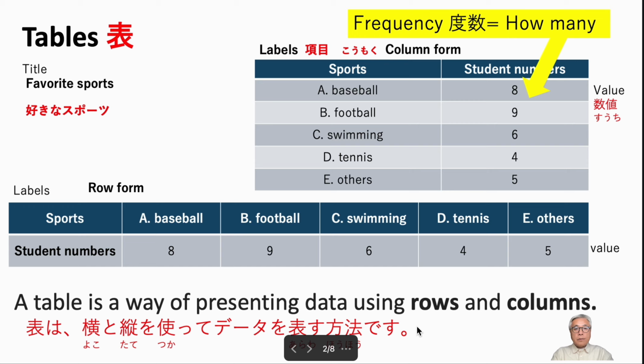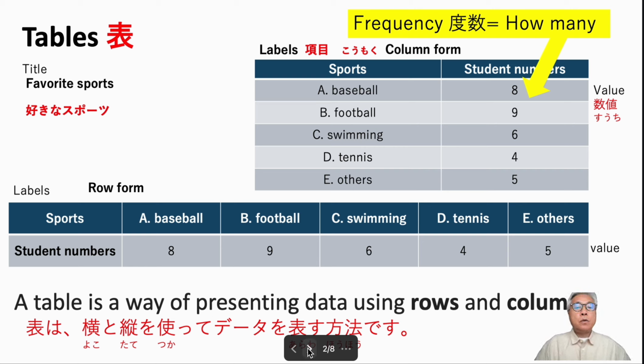Very difficult, but anyway, let's understand. Please understand. 表は横と縦を使ってデータを表す方法です。In English, a table is a way of presenting data using rows and columns. Remember, memorize, learn rows and column. Table, data, presenting, way, right?